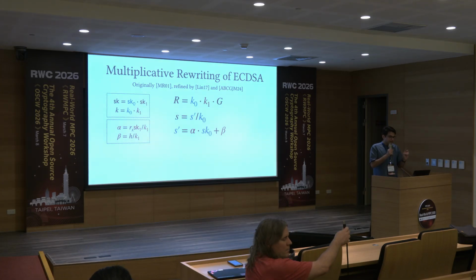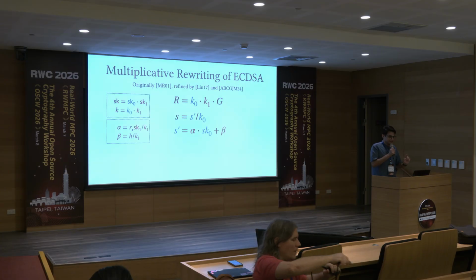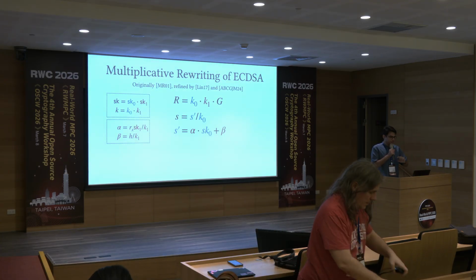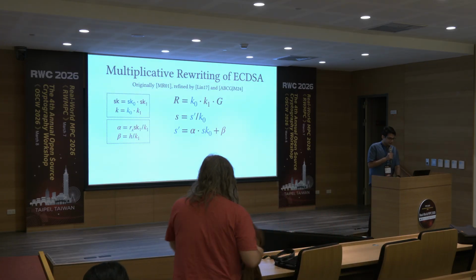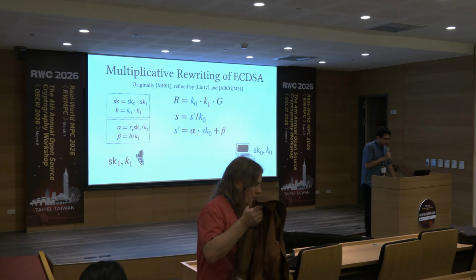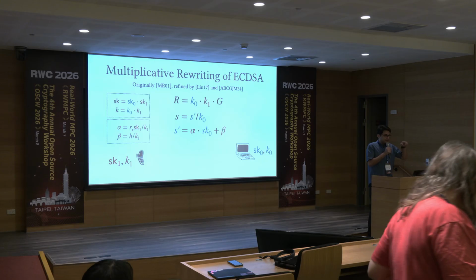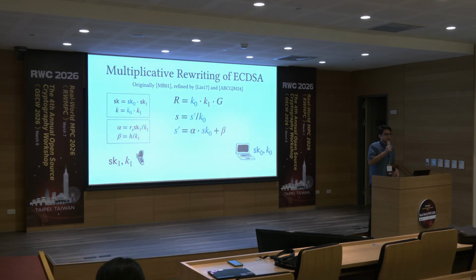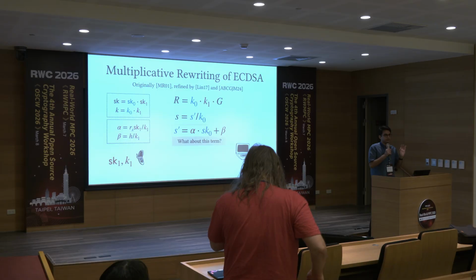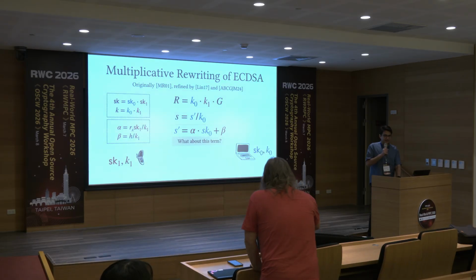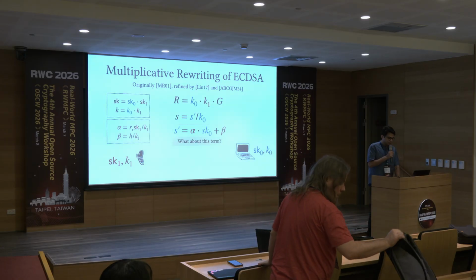So I've rewritten S as S prime times k0, and rewritten S prime as just this much cleaner term, alpha sk0 plus beta. Just trust me that I've done this correctly. The idea here is that I can give the 1 subscript values to party P1, the phone, and the 0 subscript values to party P0, that's the laptop. And then the last thing that remains to complete signing an ECDSA signature is this S prime value. Once we have S prime, we're good to go.